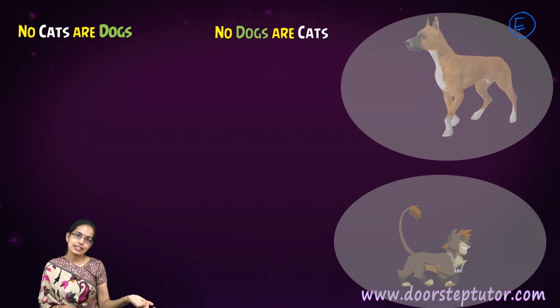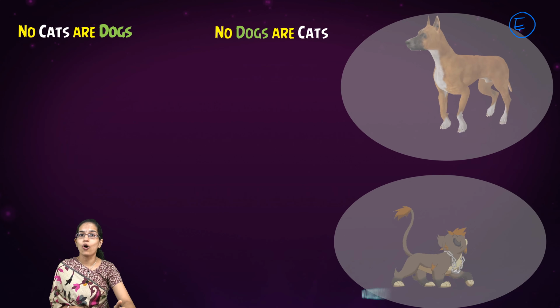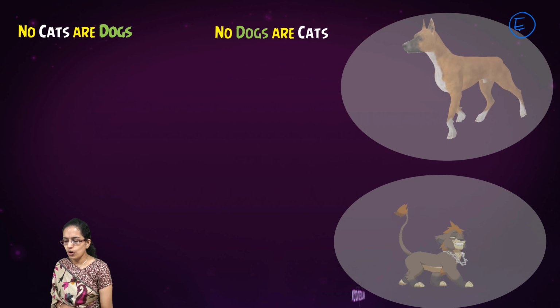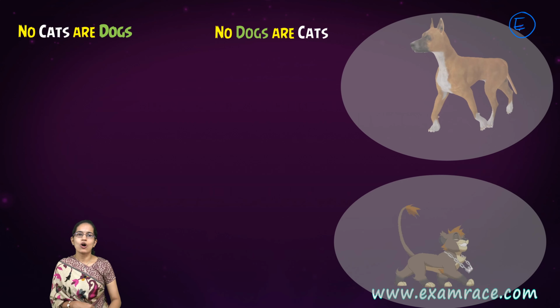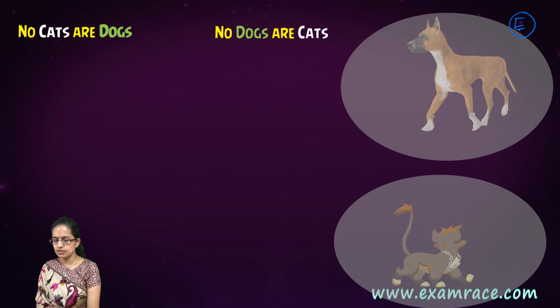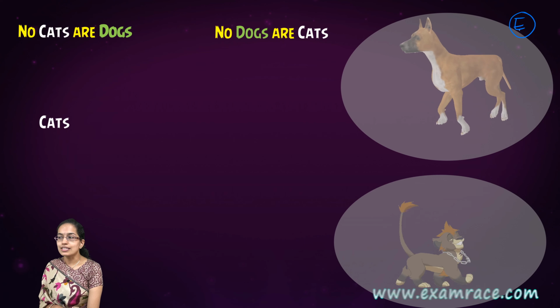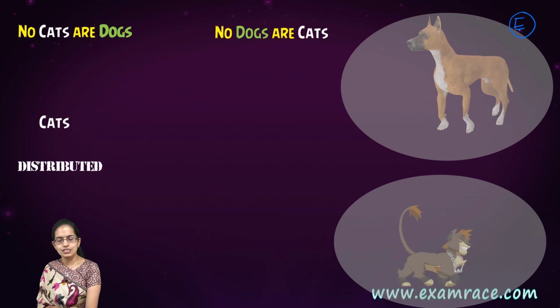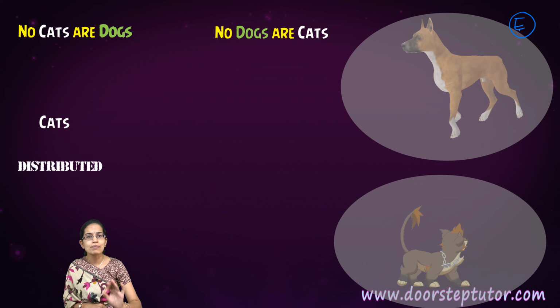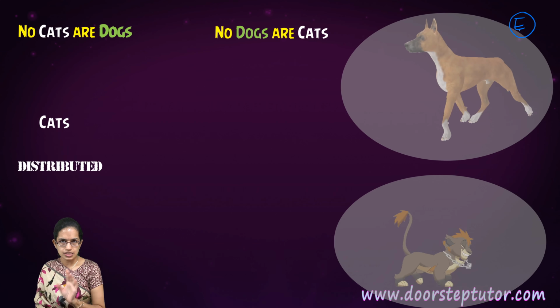And I can also put this statement vice versa. There cannot be a single dog that can be a cat. So if I say no cats are dogs or no dogs are cats, both of those would become true statements. But in my first statement, cats is the subject, and this subject is what? The subject is distributed because it's applicable to each and every cat that is present in the system here.